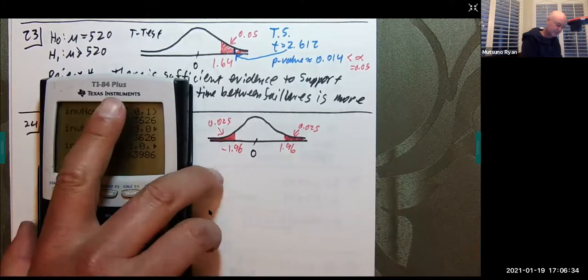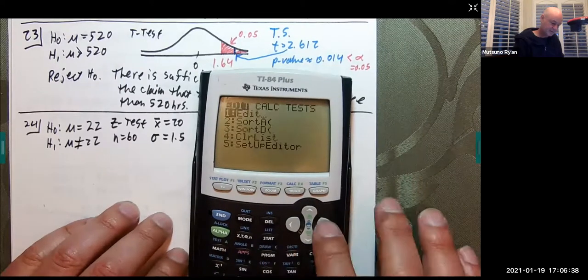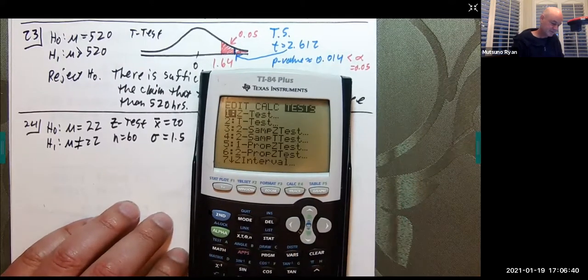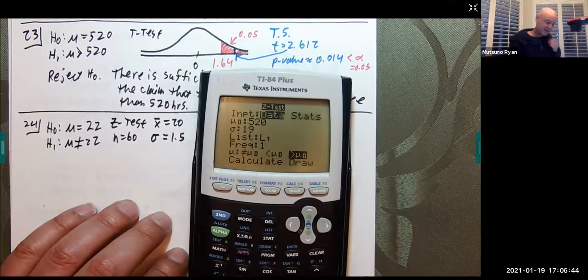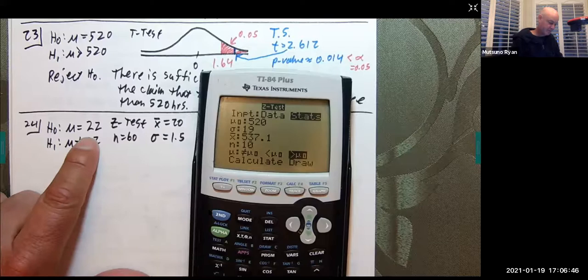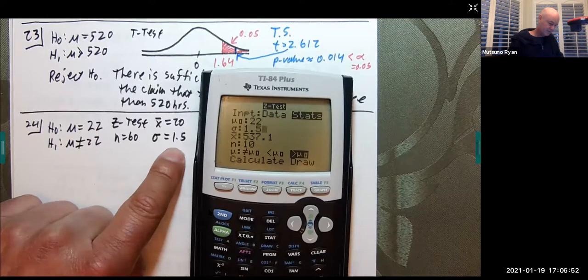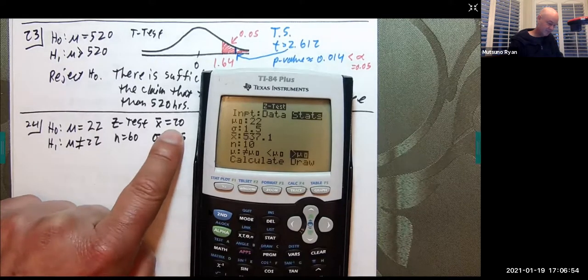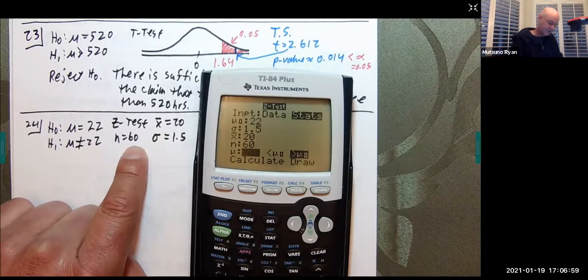All right, so let's run our z-test. So stat, tests, z-test. We actually have the statistics. We don't have raw data. So mu in this case is 22. The known standard deviation is 1.5, population standard deviation. The mean is 20. N is 60. And this is a not equal to scenario.